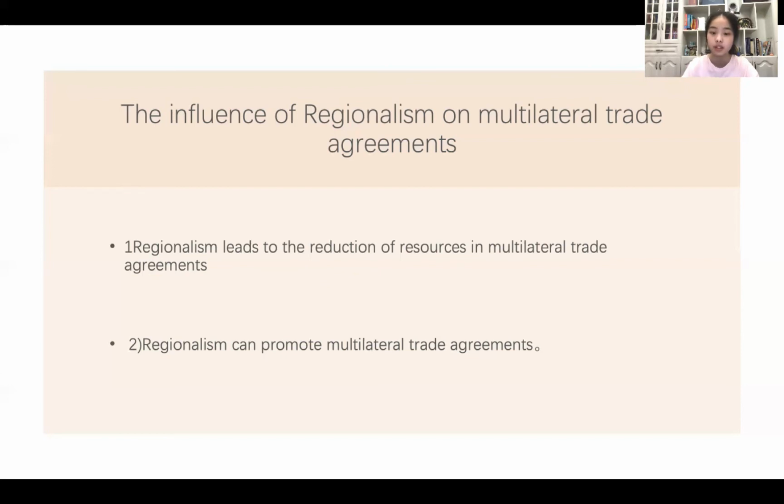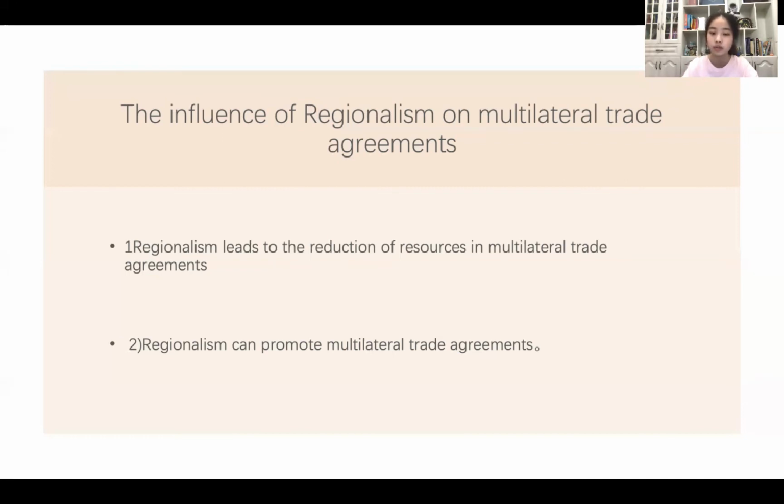Next, I would like to introduce the two opposite views. In recent years, there are more and more regional trade agreements in the world, from negotiation to final agreement and implementation. The negotiation resources occupied by regional trade agreements are increasing. So, the resources invested by countries in the multilateral trading system are decreasing.